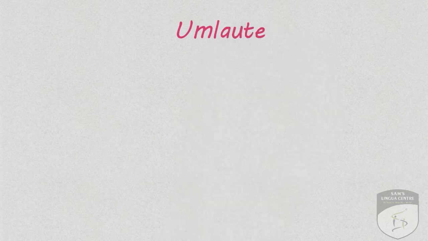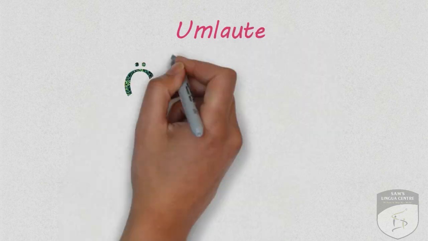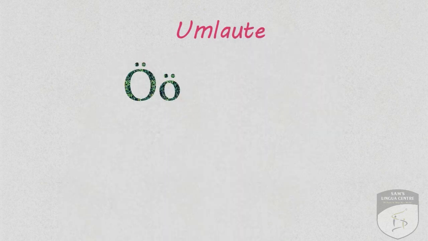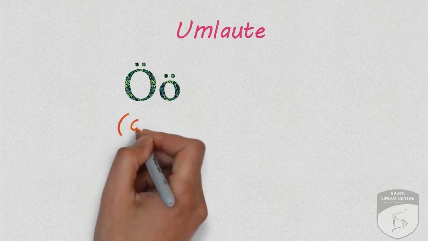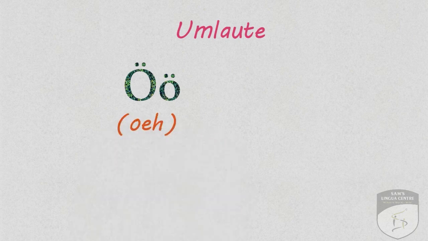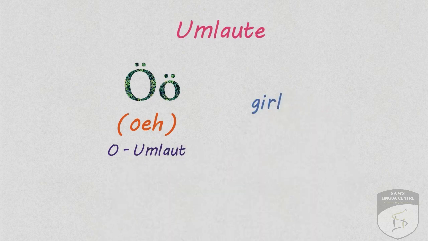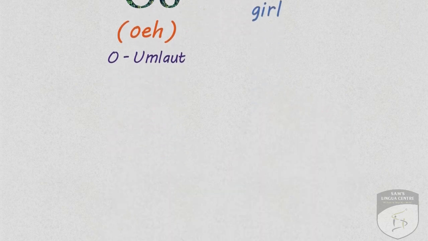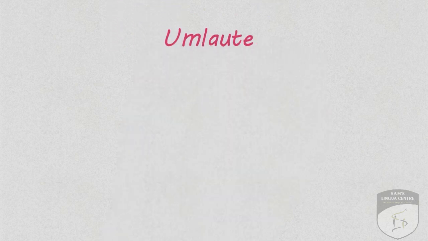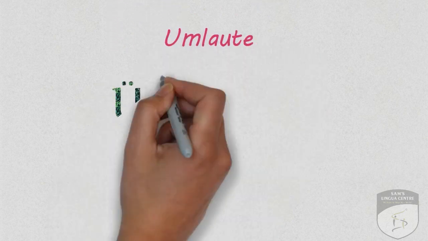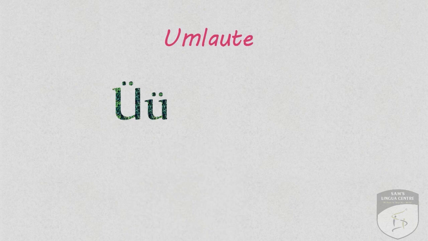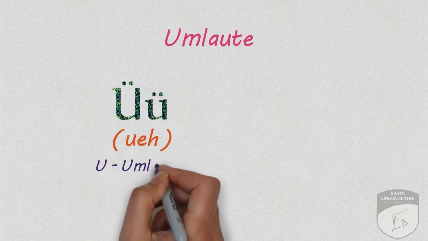The second umlaut is Ö, or O umlaut. Ö is pronounced like the word girl. The last umlaut is Ü, or U umlaut. For this letter there is no equivalent in English.